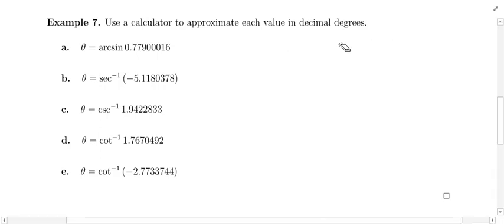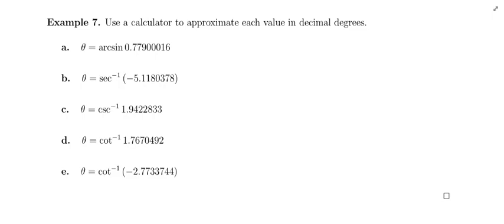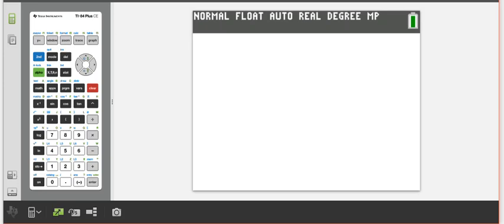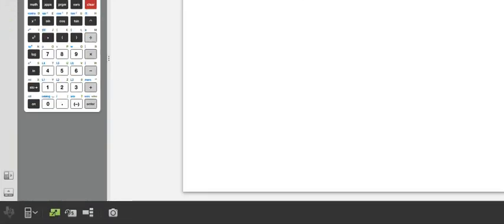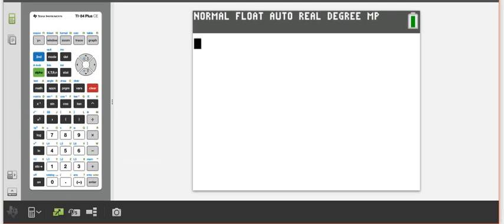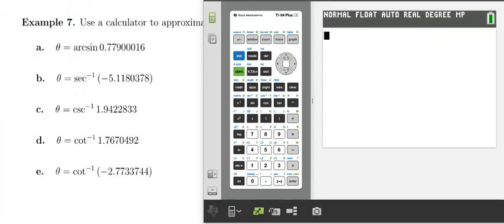According to the directions, we should be spitting out an angle in degrees, so I'm going to pull up my calculator. I'm already set to degree mode, which is good. I am going to try to configure this so I can fit it on the same screen as the video. Let me pause the video for a second. Okay, I'm back, so we can see things side by side here.